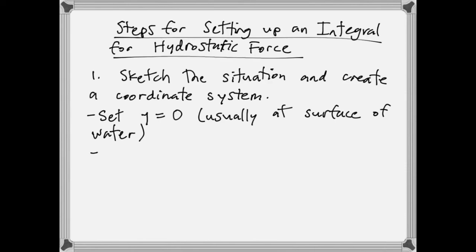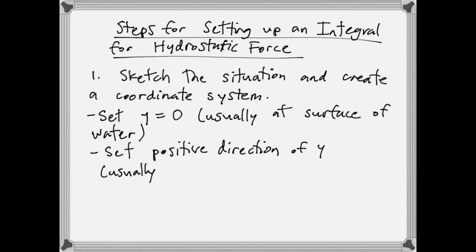You're also going to set the positive direction. You don't just decide where 0 is, you decide which way you have to move for it to be positive. So set the positive direction of y, and I'm going to say usually it's downward. I'm saying usually because that's what I do, but you don't have to do that yourself, okay? It just depends on the problem, and on how you get comfortable solving these problems.